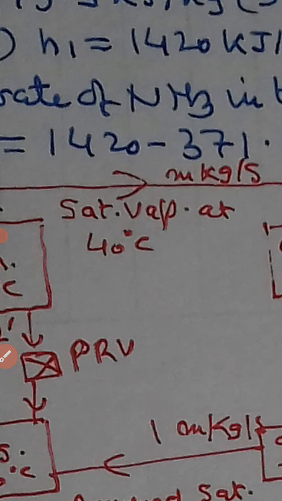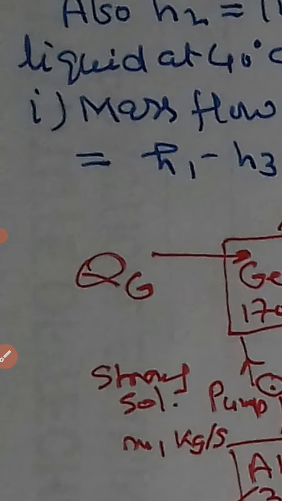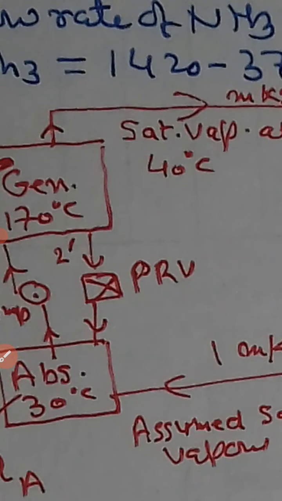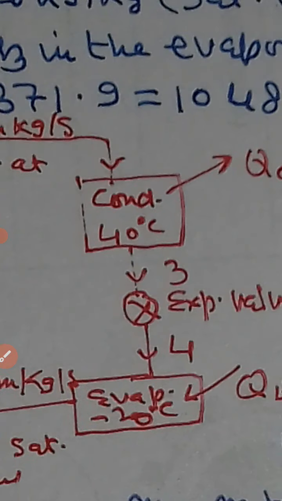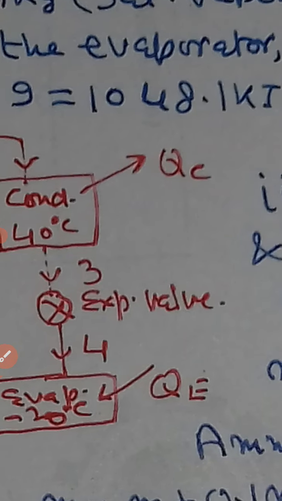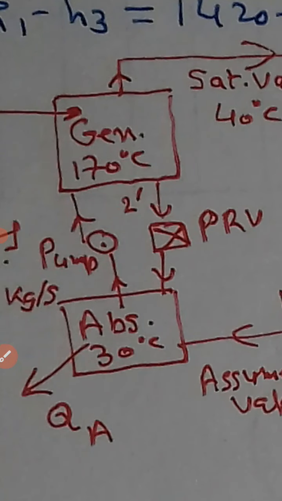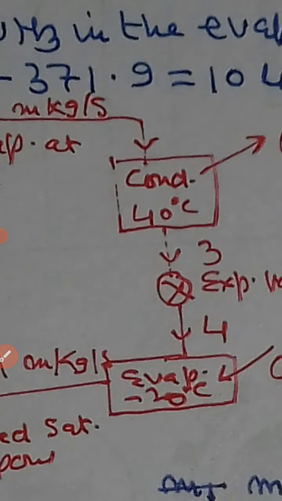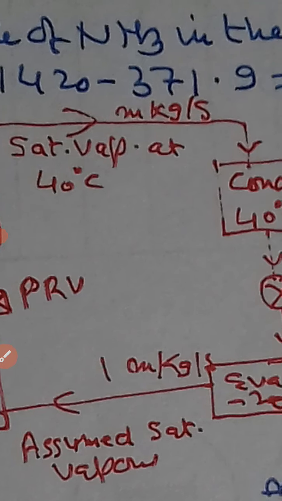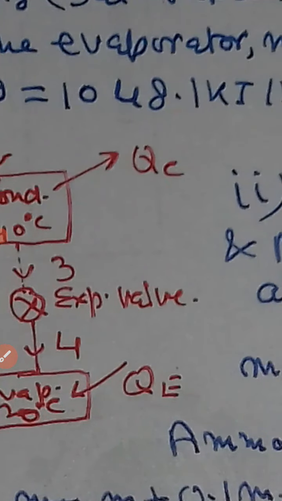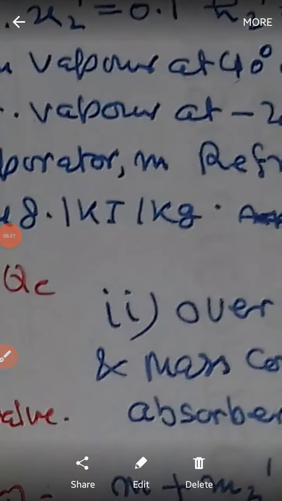Now Qg is the amount of heat which is added to the generator. Then Qc is the amount of heat taken out from the condenser. Then QE is the amount of heat given to the evaporator. And QA is the amount of heat which is taken out from the absorber. All the temperatures have also been mentioned, which you can understand very well yourself. Okay, so now I will proceed further.